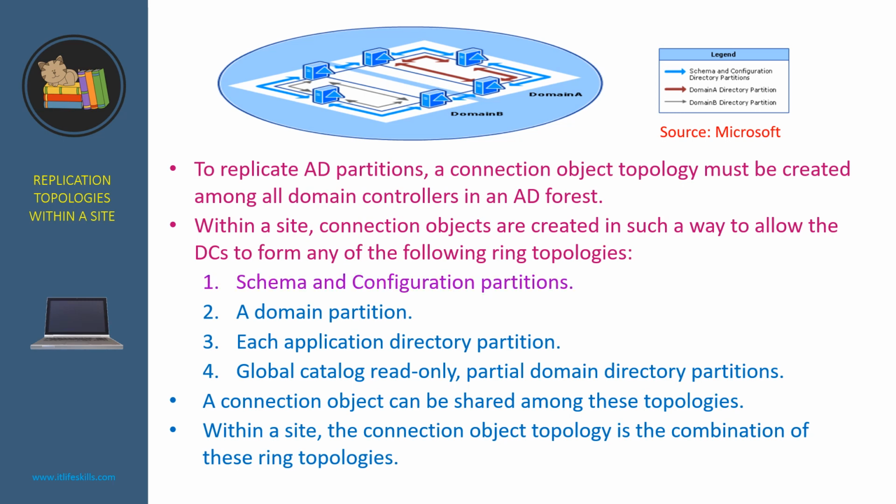The first ring is to replicate schema and configuration partitions. The second ring is to replicate a domain partition. And each application directory partition will require a ring. And finally, only one ring is required to replicate global catalog read-only partial domain directory partitions. As you can see, connection objects can be shared among these topologies, and within a site, the connection object topology is the combination of these ring topologies.